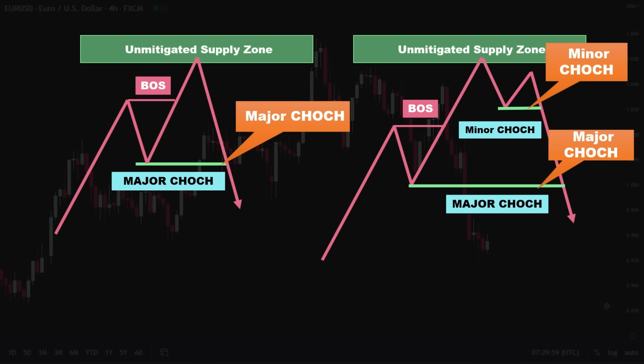I have seen so many novice SMC traders who consider a minor change of character as a valid change of character, instead of waiting for the price to create a major change of character, which provides a higher probability in the SMC trading setup compared to the minor one. And they mostly end up with some losses.